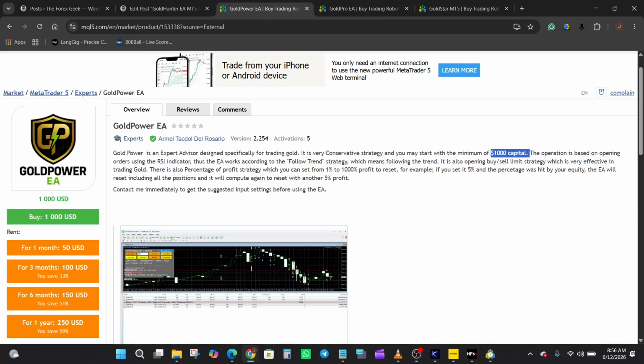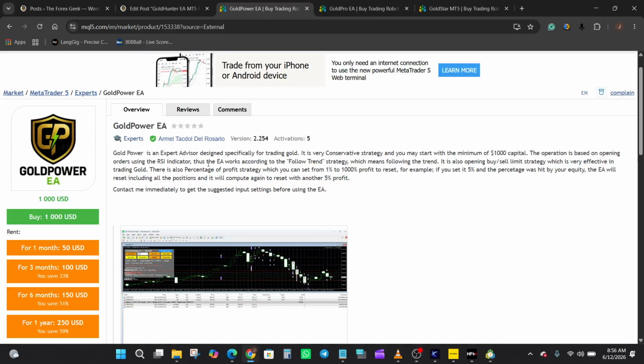The EA is specifically focused on gold trading, and the description explains that its operation is based on the RSI indicator. Okay, and the developer also states that it follows a trend following approach while incorporating buy and sell limit orders as part of its trading methodology.